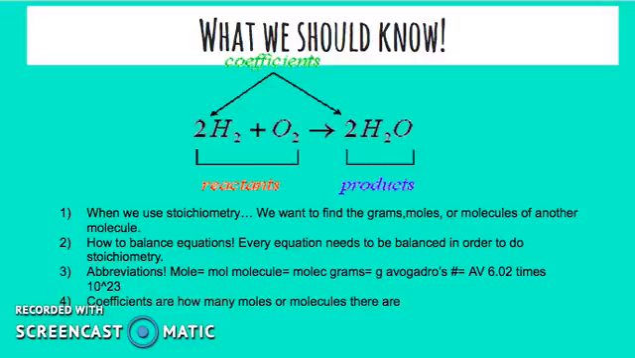Like in the example above, 2H2 plus O2 equals 2H2O, which makes it balanced because you have 4 hydrogens and 2 oxygens, both in the reactants and products. Abbreviations we should know: mole is MOL, molecule is MOLC, grams is just G, and Avogadro's number is AV. Avogadro's number is 6.02 times 10 to the 23rd, and coefficients are how many moles or molecules there are.